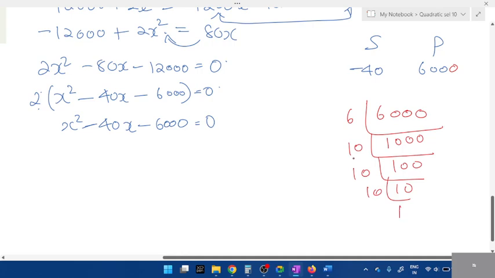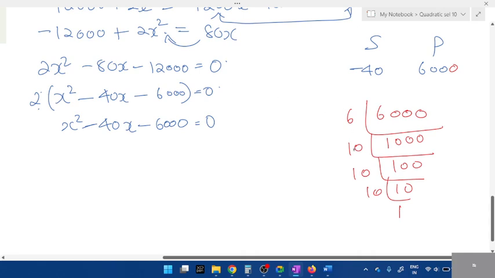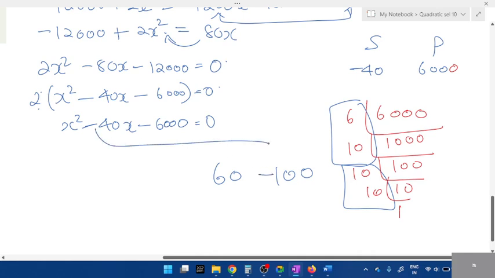Which two should I pair? Just take two numbers and pair. If I take these two, 60. If I take these two, 100. Before 60, what do I put? Always give preference: minus 40 is given, right? See here, remember I told you, minus should be on the greater side. What should I put before 60? Plus.